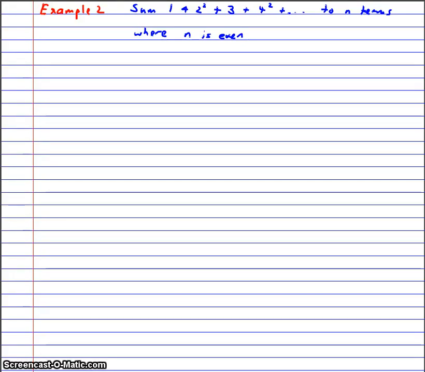Alright, our second example. You can see here we've got the sum to n terms for this series, 1 plus 2 squared plus 3 plus 4 squared, where n is even. Now, by looking at that series, we can see intuitively what the next few terms will be. But what we need to do with something like this is, you can see that when we look at it, we could split that into two separate series.